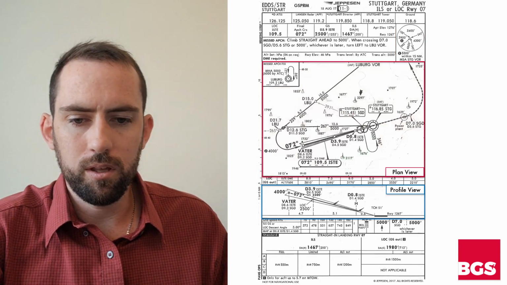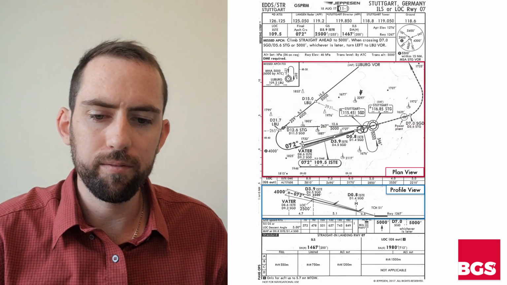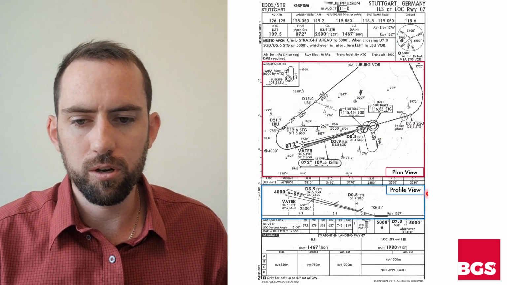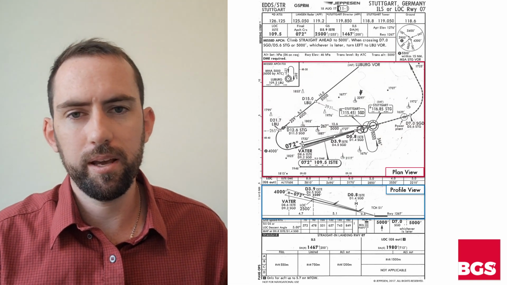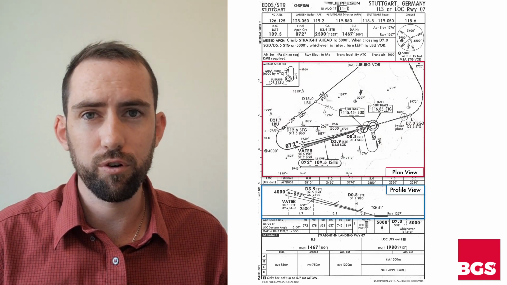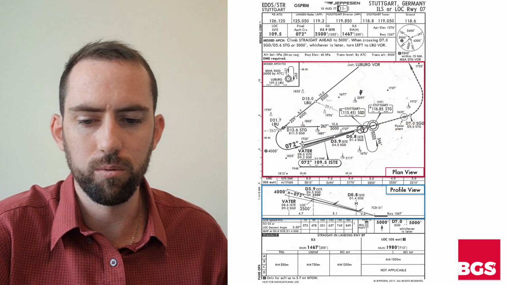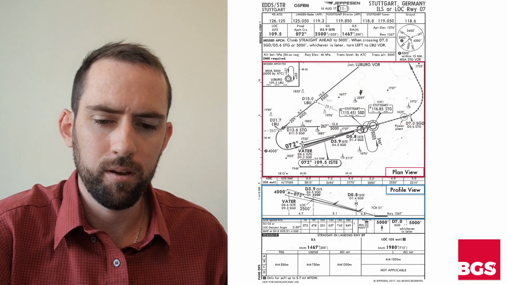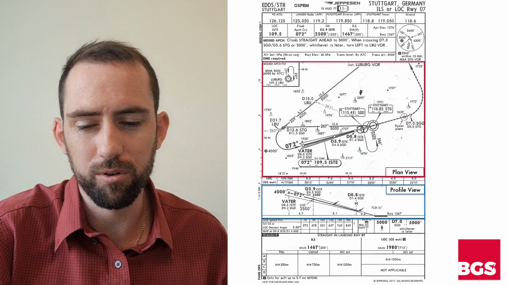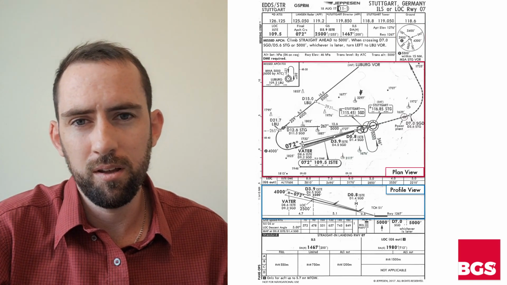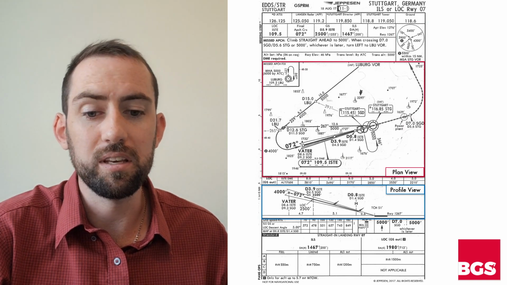So the bulk of your approach plate will be your plan view and your profile view, which are both two-dimensional ways of looking at things. So your plan view will be looking at the procedure from top down, and then your profile view is almost as if you were looking at it side on. And so when it comes to imagining how you're going to actually fly the procedure, you kind of have to build a 3D image in your brain based on these two 2D images.